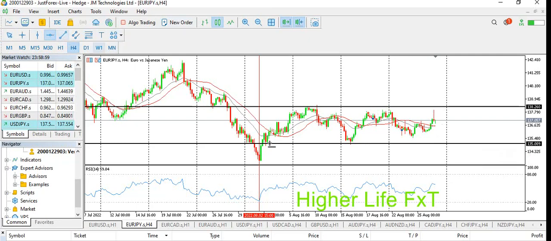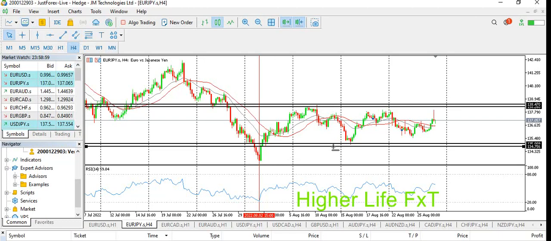You can even add another line here. Before we add this line, let me delete it. Before we add this line, when you trade between support and resistance, or when you are trading support and resistance areas, your stop loss is always supposed to be just above the resistance area and just below the support area.